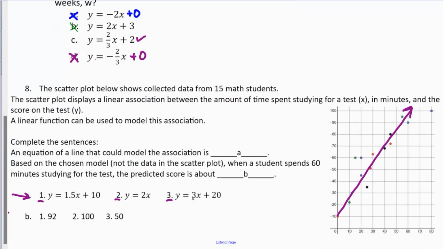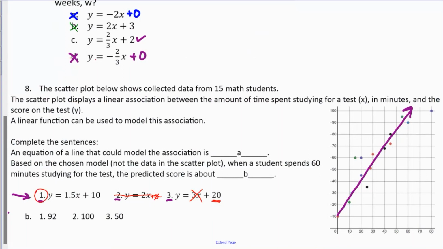So now let's look and see which of these looks closest to my line. Now, I know it's definitely not 2 because 2 starts at 0. So I'm going to scratch that out. Now, 3 starts at 20 over here. Not quite what I'm looking for either. So we know it's going to be 1.